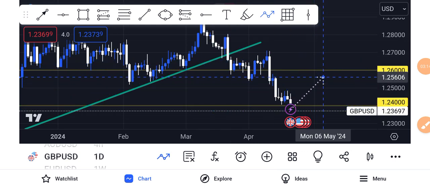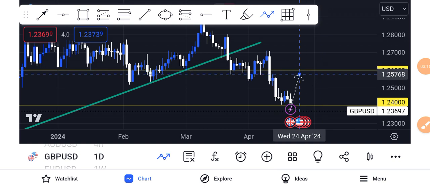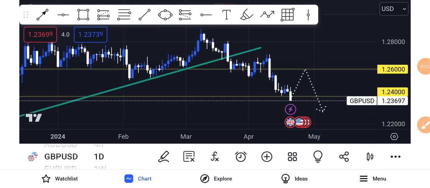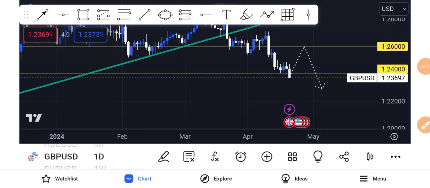GU is a clean pair. If you understand GU, you will not stress trading it. So that is it, guys. All right, we're done with GBP USD.